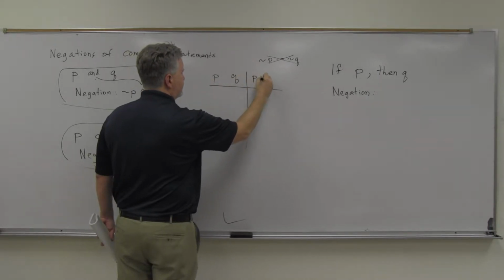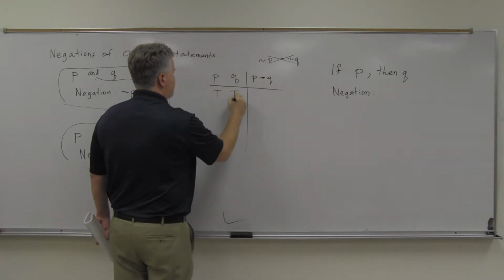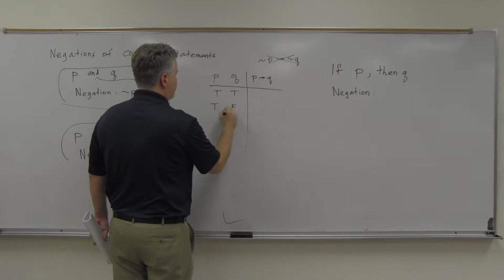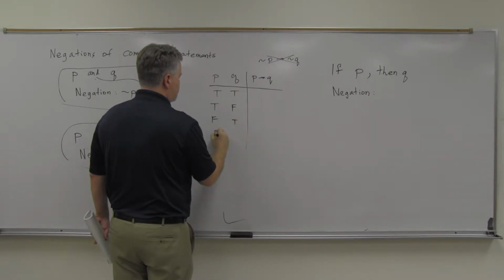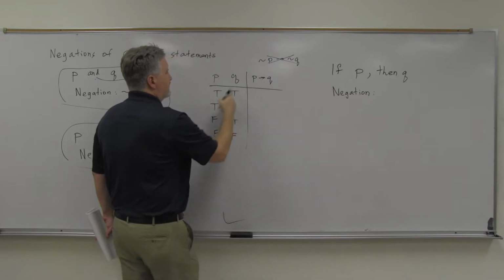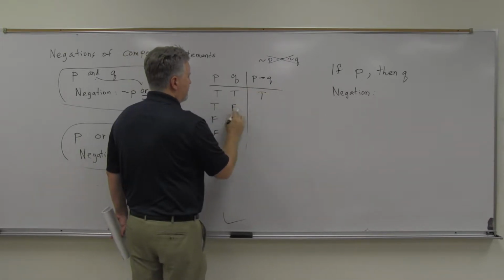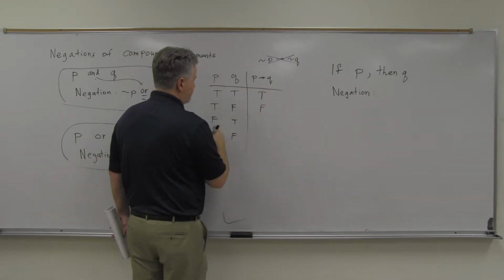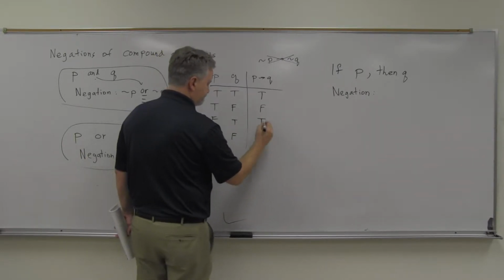So I've got P arrow Q. So let's put that in our truth table here. True, true, true, false, false, true, false, false. Same old, same old. P arrow Q, so I got true arrow true is true. True arrow false, that's the only one that's false. False arrow true is true. And false arrow false is true.